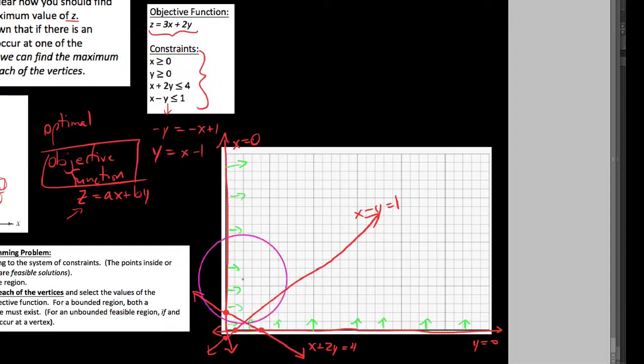For the next two constraints, 0, 0 is on neither of them, so we can plug in 0, 0 to see if we get a true or false statement. In this case, I get 0 plus 2 times 0 is less than or equal to 4. In other words, 0 is less than or equal to 4, and since this is true for our first constraint, we would shade toward the point 0, 0, down here. Then for the next constraint, plugging in zeros, we get 0 is less than or equal to 1, which is also true. So we would shade towards 0, 0, which happens to be above this constraint here.